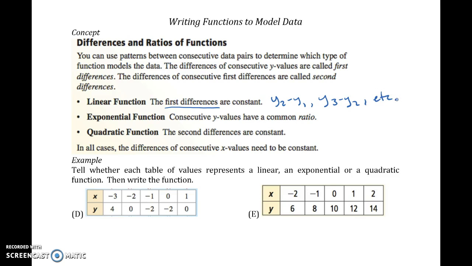Okay? Exponential functions are usually a little simpler, for me at least, to find because we're looking for a common ratio. That means we're multiplying or dividing the y's by some number. And here's where I think things will get a little tricky: with the quadratic, we're talking about what we call the second differences. So the second differences are what we're going to do once we have the first differences. We're going to take the differences of the first differences.